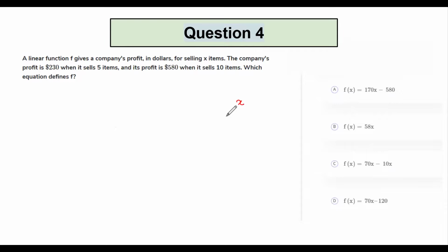So profit is, let's write f of x. The company's profit is 230 when it sells 5 items, and its profit is 580 when it sells 10 items. Or we will do linear regression over the Desmos.